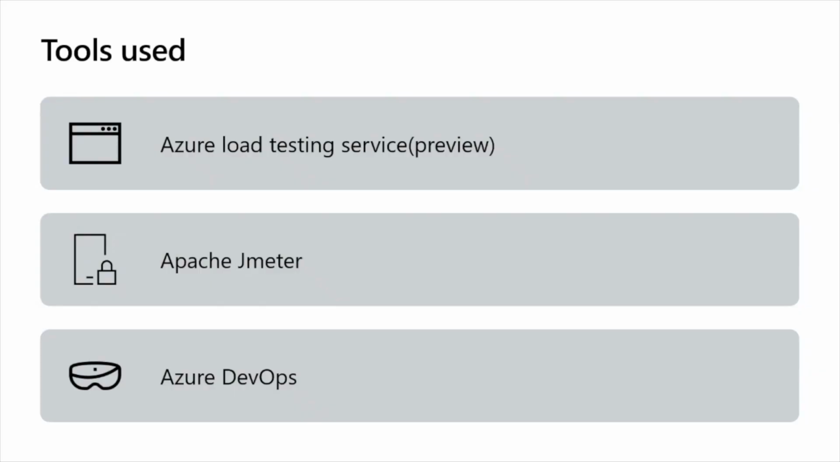Let's discuss some of the tooling. Here is a summary of the tools we will use during the demos. We have used Apache JMeter as the test authoring and report generation tool. We have used the preview Azure load testing service for high-scale load and monitoring. We have also used Azure DevOps for building the DevOps pipeline and integrating the performance testing as part of the CI/CD.